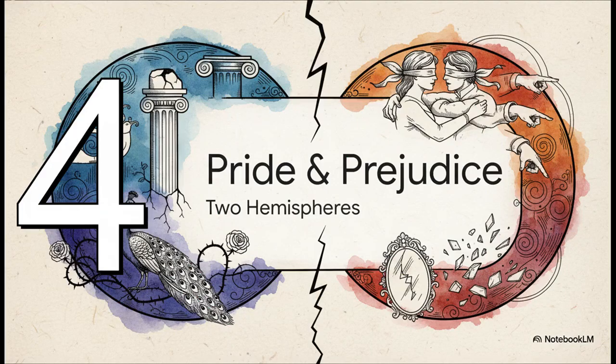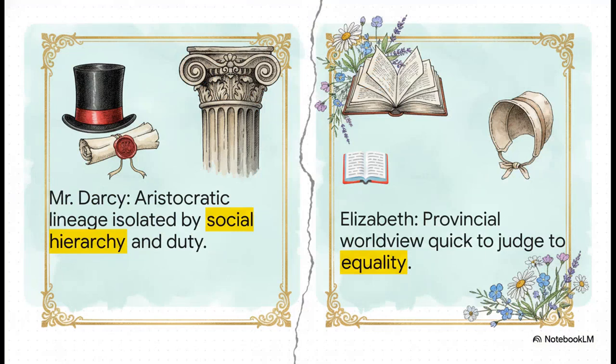And that tension leads us right to the central pivot of our analysis in Section 4, Perfect Pride, Perfect Prejudice. Let's look at these seemingly insurmountable differences between our two protagonists. Notice how their respective social backgrounds directly dictate their fatal flaws. Mr. Darcy comes from this aristocratic blue blood lineage. His isolation doesn't just stem from arrogance, but from a really grave internalization of social hierarchy and duty.